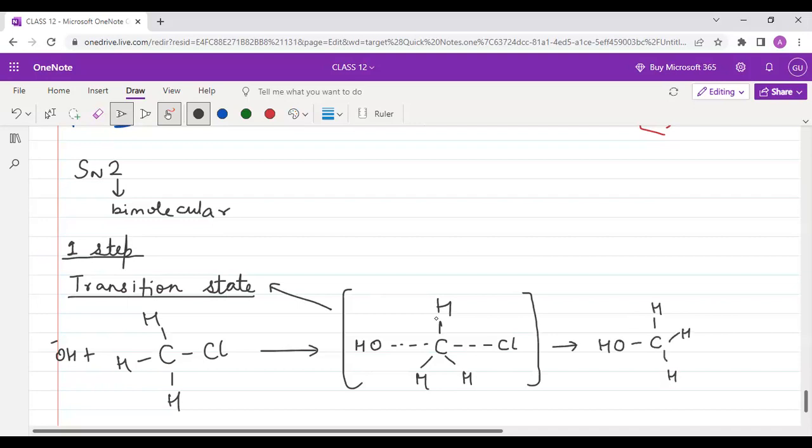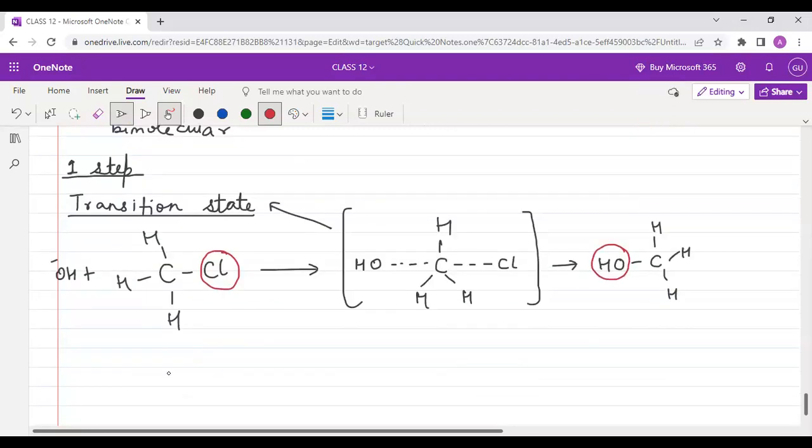Now can you see that earlier chlorine was present on this side and now the nucleophile has attacked from the back side, so it has been attached on this side. So can we say that there is an inversion of configuration? The existing configuration has reversed, because the nucleophile has joined from the back side. You should remember that in SN2, inversion of configuration takes place.